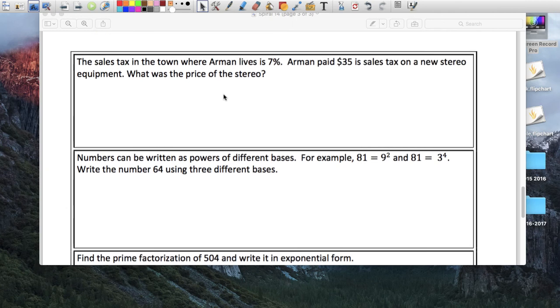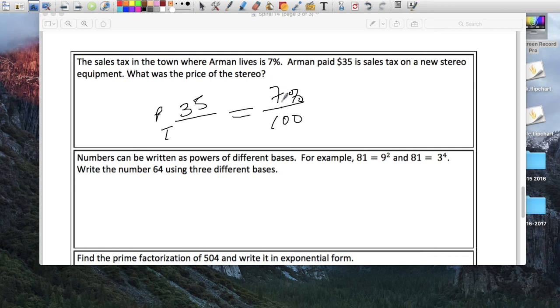Sales tax. So let's go here. It's a tax question, so set your tax proportion: 100%, part, total. Sales tax is 7%. He paid $35 in sales tax. Wow, so the sales tax that he paid was $35. And we want to find out the total. What was the price of the item he bought so that he paid $35, which is a lot of taxes.